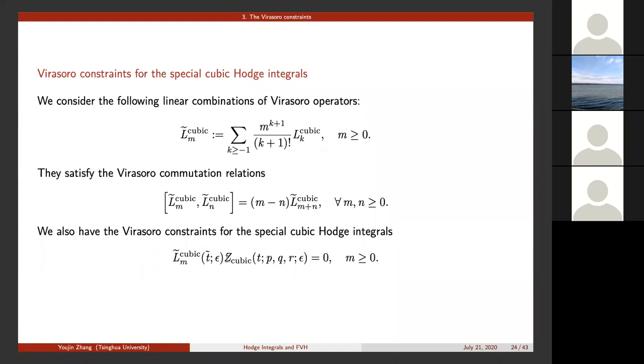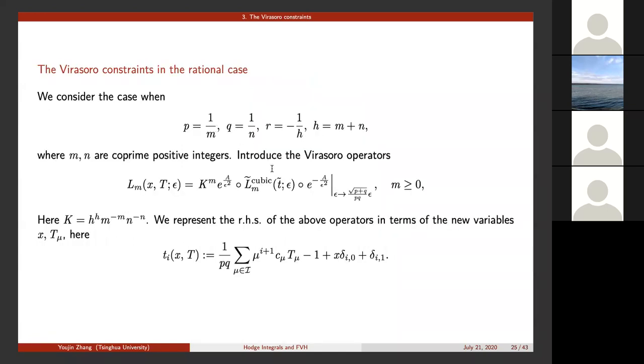And of course, these Virasoro operators still annihilate this cubic potential function for cubic Hodge integrals. But this Virasoro operator still is not simple in terms of the variable t. So now we make a further modification. We write down these Virasoro operators not in terms of small t_i, but instead we use the capital T_mu to express the Virasoro operators.